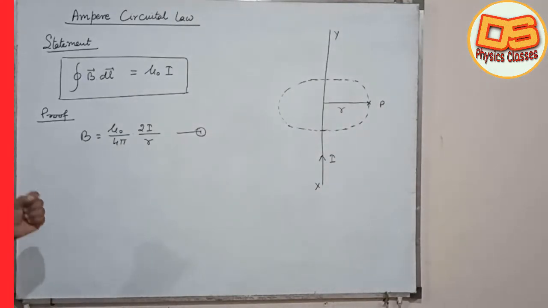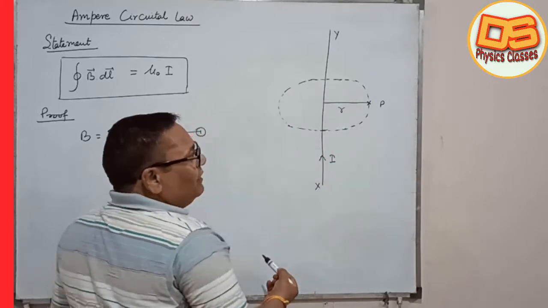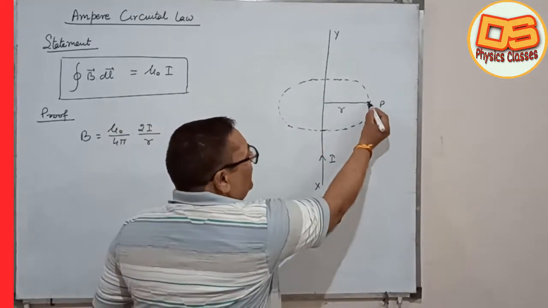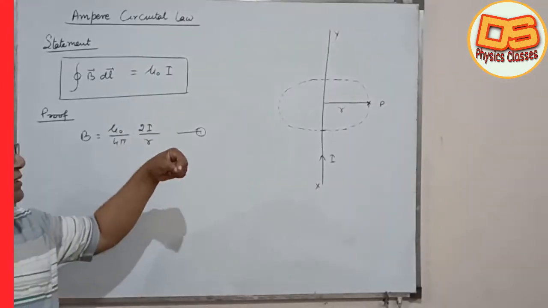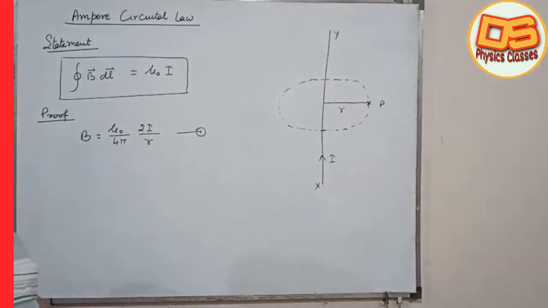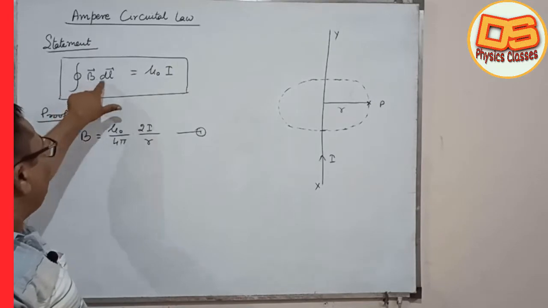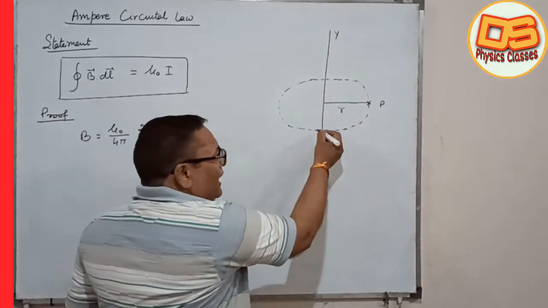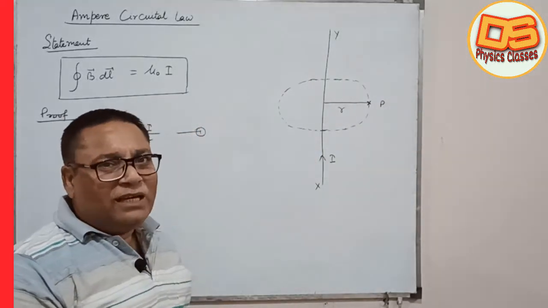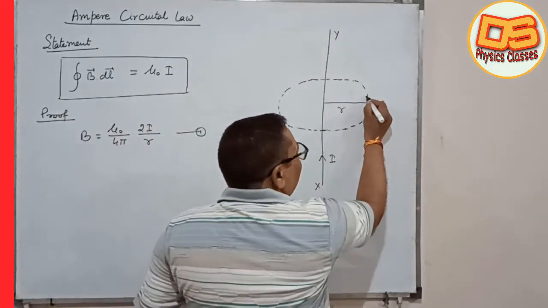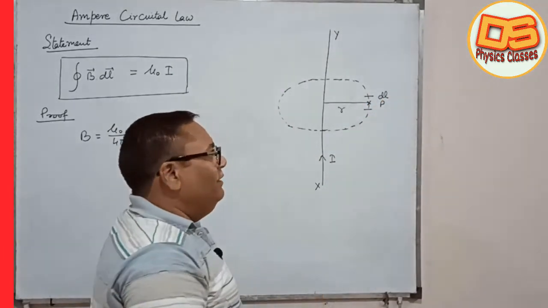Now again consider a closed loop of radius r in such a way that the point P lies on its circumference. Clear? This is required because for Ampere's circuital law we need the line integral of the magnetic field. So for the line integral, we have to consider a circular loop as shown in the figure. Now consider an infinitesimally small length dl.